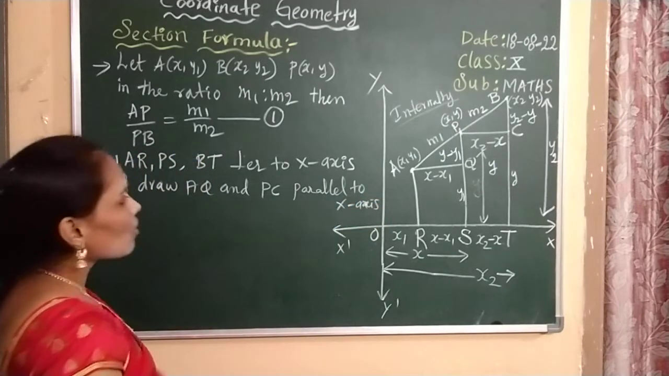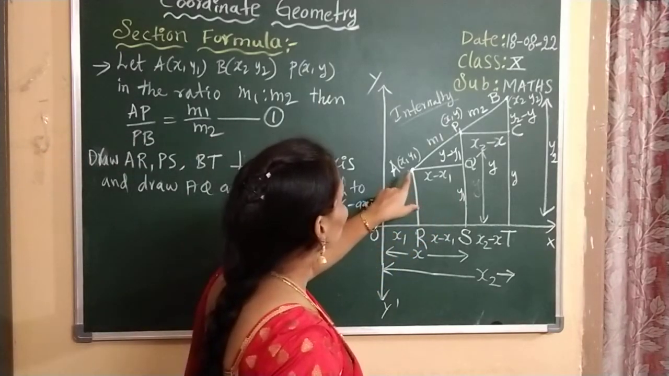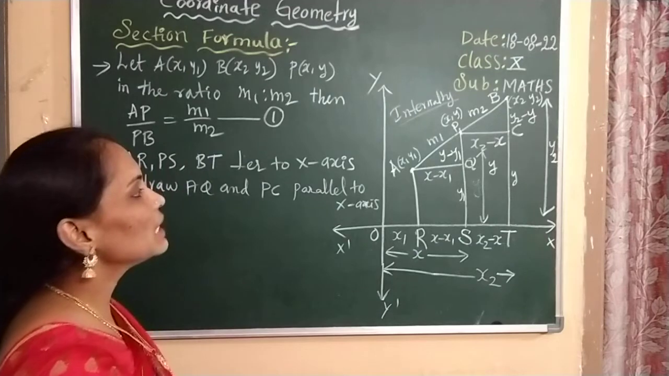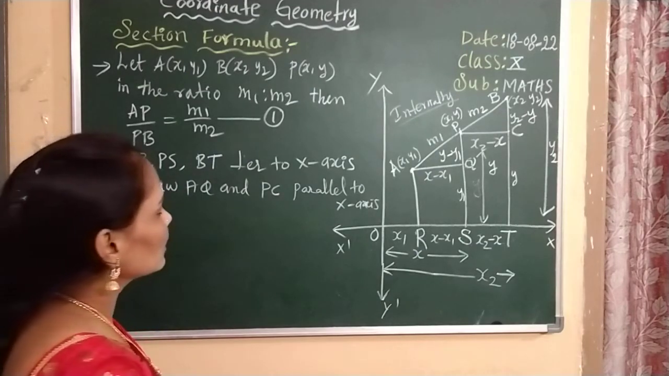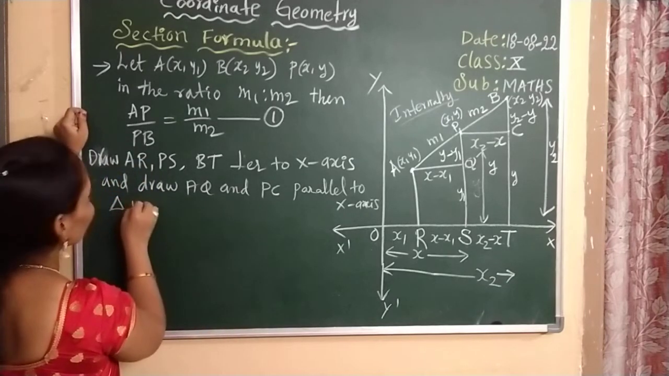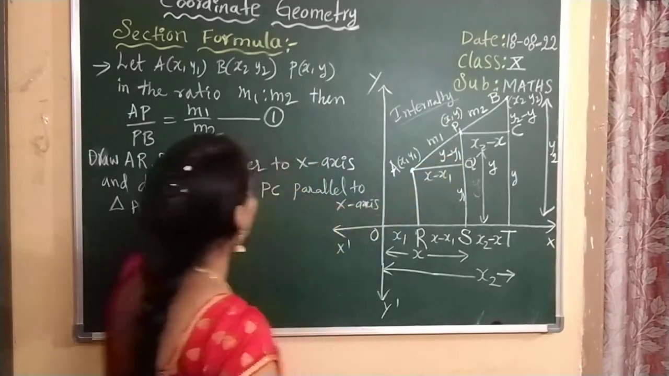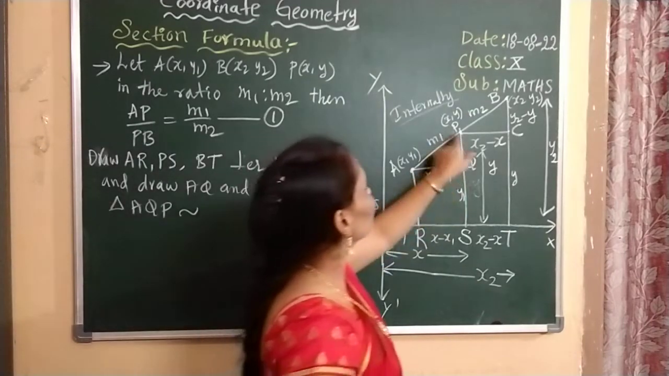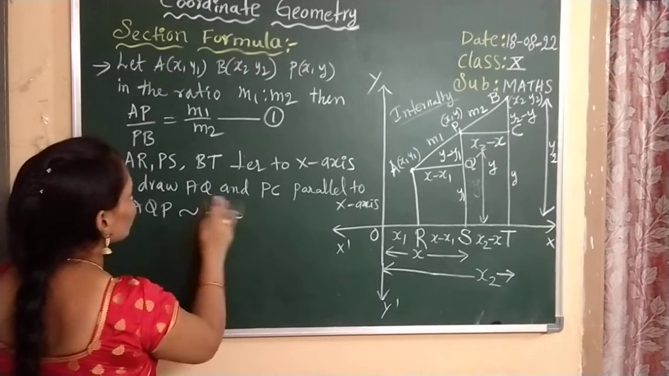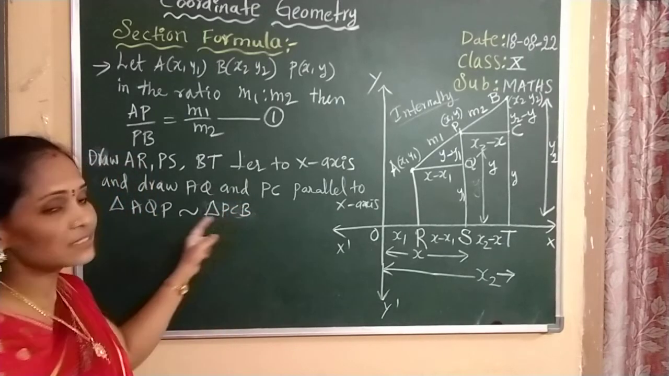Okay. Now after this construction, see here we got two triangles, AQP and PCB. Those are similar triangles. By AAS similarity we can write triangle AQP is similar to triangle PCB. Here write down the triangle symbol, triangle PCB. These two triangles are similar.